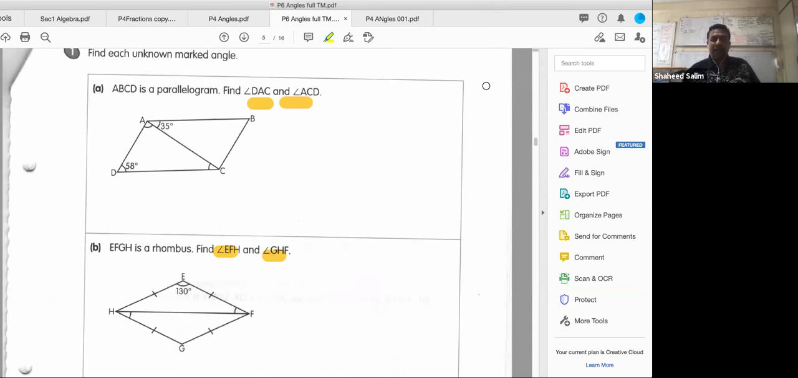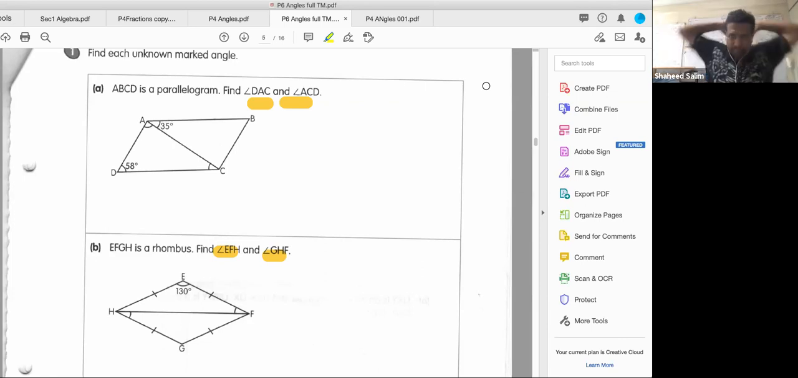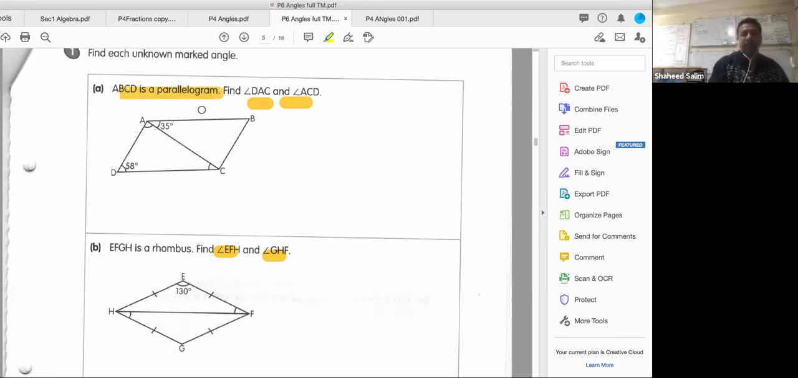Sorry, Encik Zahin. DAC is not that. The answer is correct for one angle, but surely it's not DAC. DAC is not that. Again, they tell you it's a parallelogram, right? This is parallel to this.